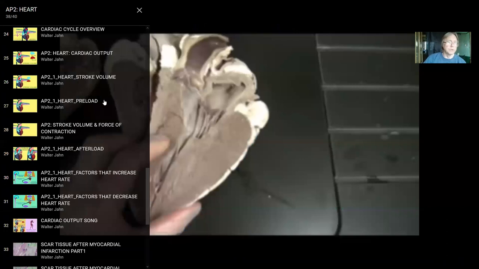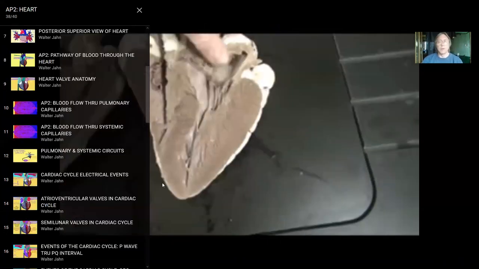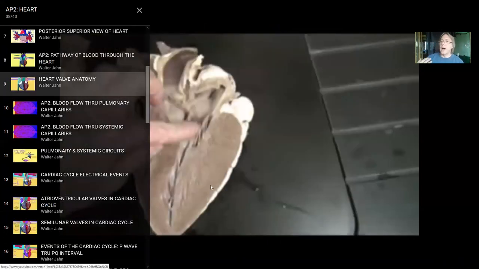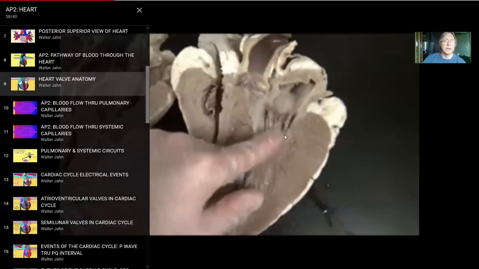We'll come back to this one. In addition to the four chambers of the heart, you want to identify the four valves. But if you know the chambers, then identifying the heart valves should be easy enough, right? So the heart has these valves, and we'll get back to the beef heart in a second.